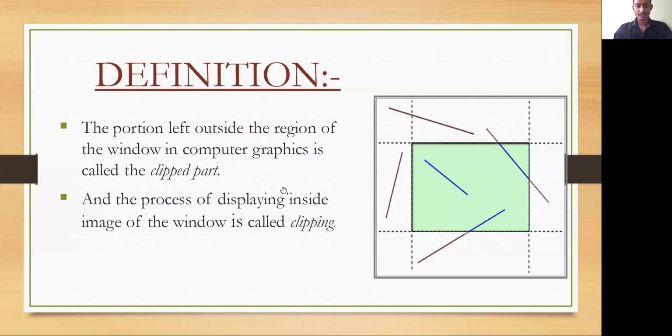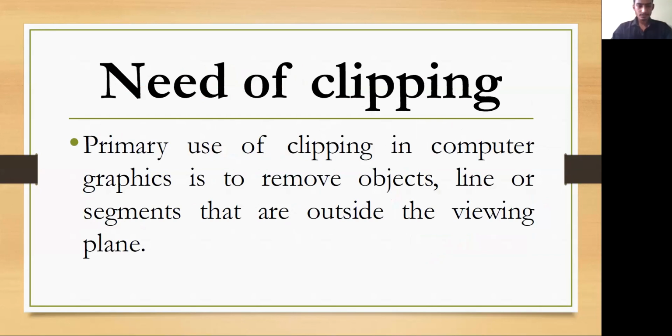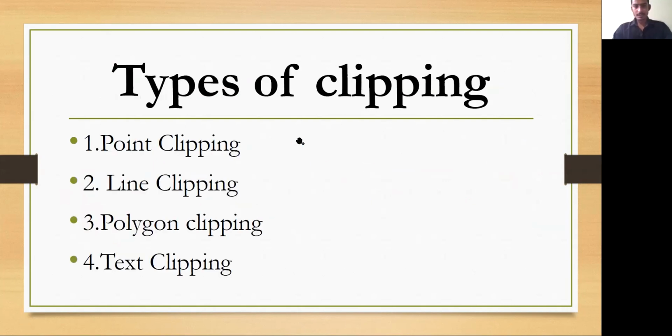After that, we come to the need for clipping. The need for clipping in computer graphics is basically to remove any line segment or object from a particular window, or say a particular plane. Clipping is used to eliminate the things which are not necessary. After that, we come to the types of clipping. We have basically four types: point clipping, line clipping, polygon clipping, and text clipping. We will understand these four one by one.